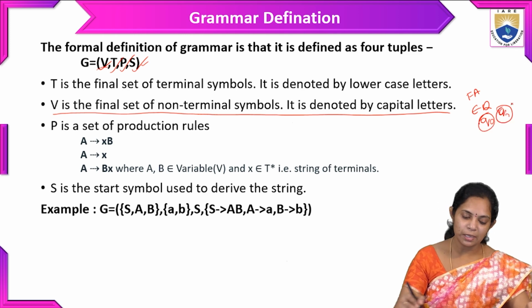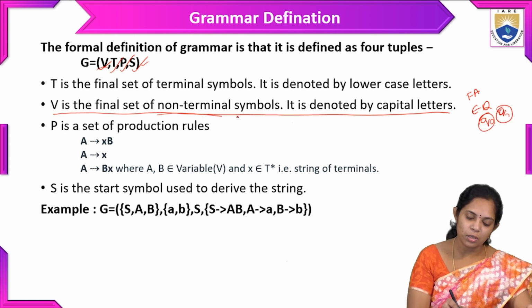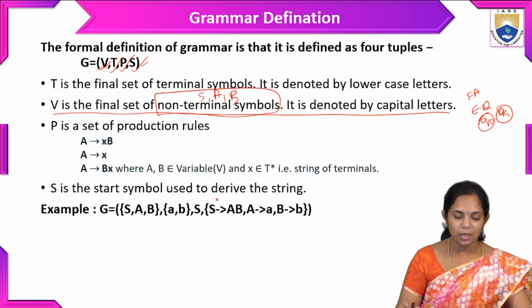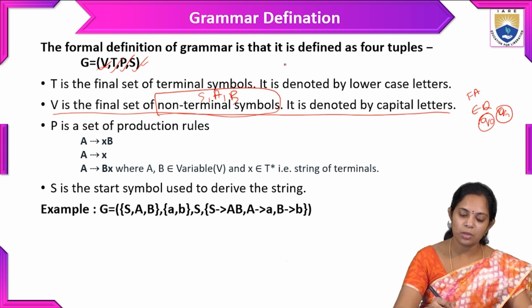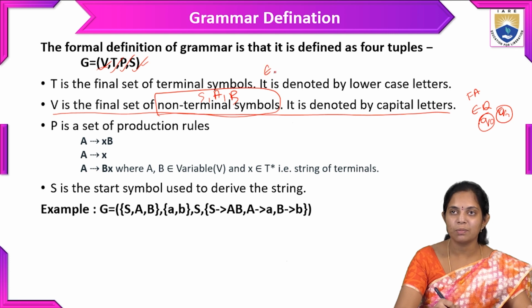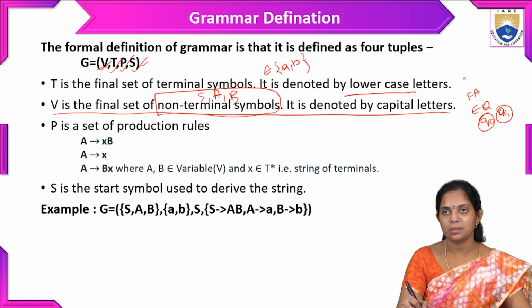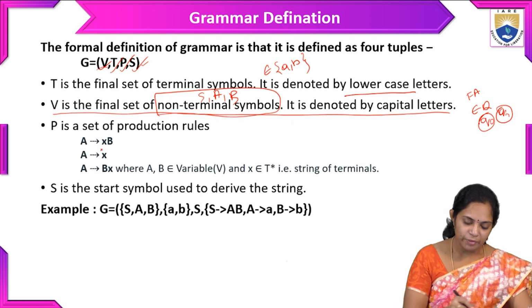Here the finite set of non-terminal symbols are nothing but S, A, B, which are denoted by capital letters. And T is the finite set of terminal symbols, which belong to the input symbols. We can say that it is a, b, which are denoted by lowercase letters. We will discuss it more clearly with the example.